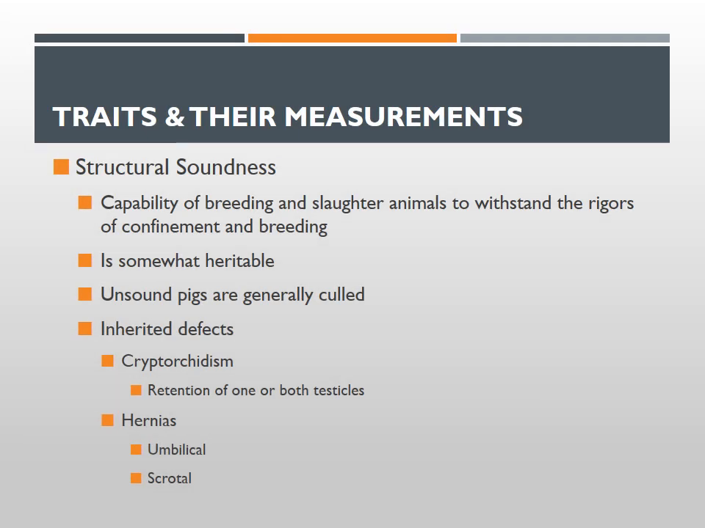Next, in terms of traits and their measurement, we can look at structural soundness. Basically this is the capability of that breeding or slaughter animal to withstand the rigors of confinement and/or breeding. And this is somewhat heritable, and I don't have a number listed on the slide, but it falls in about the 25 to 30% heritable range.